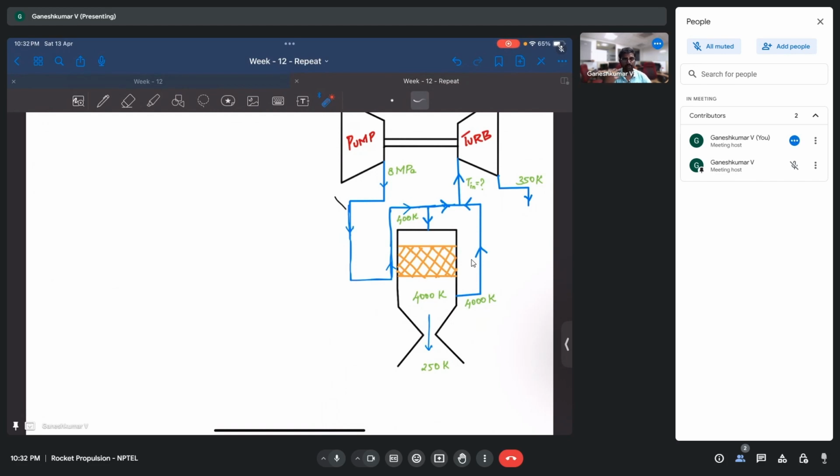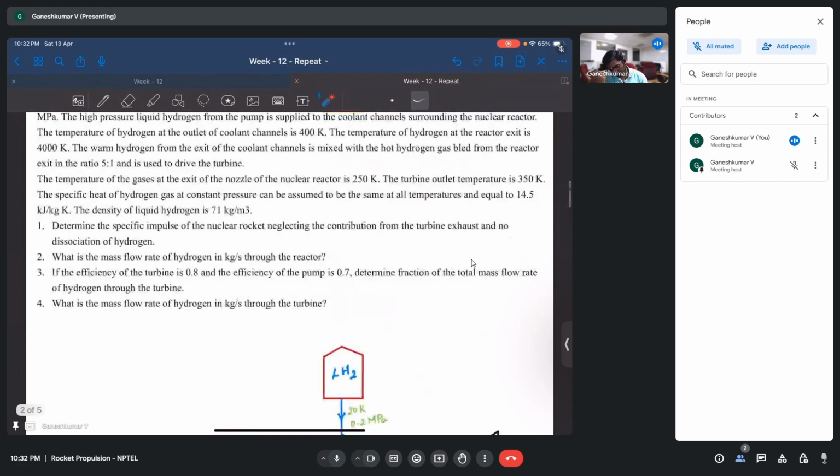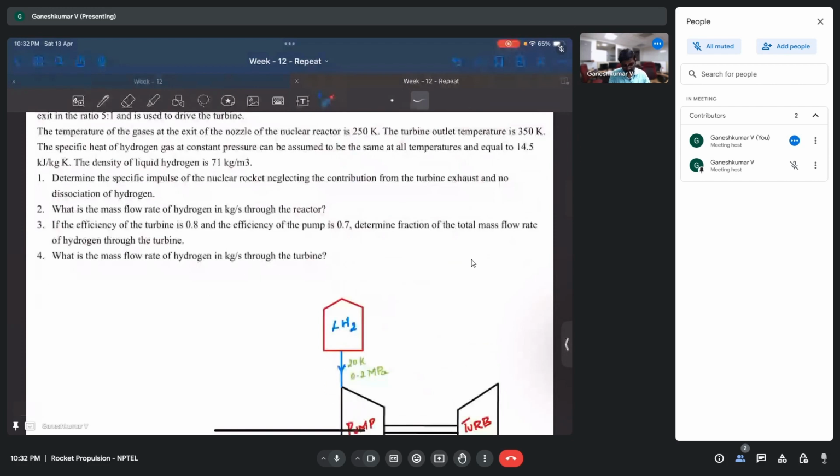Now, if you have a high temperature hydrogen gas, it's most likely that it can dissociate into hydrogen atoms. Because of this dissociation, we are actually losing some of the performance in terms of ISP. What we were asked to neglect is, let's assume that there is no diffusion for hydrogen gas. That is one of the assumptions we are going to take. And if you take those assumptions, what would be the ISP? It's what they are asking.